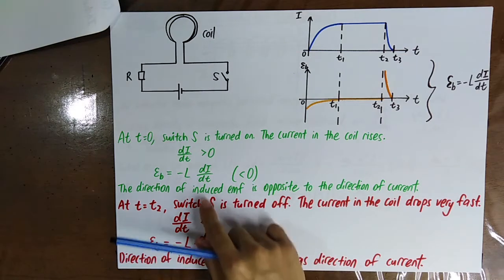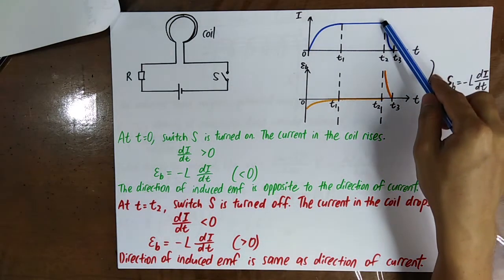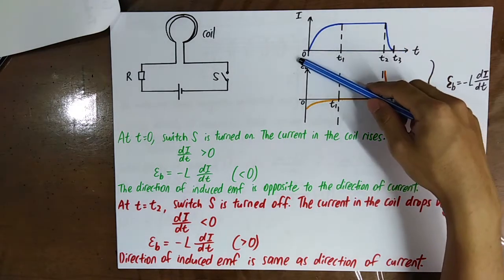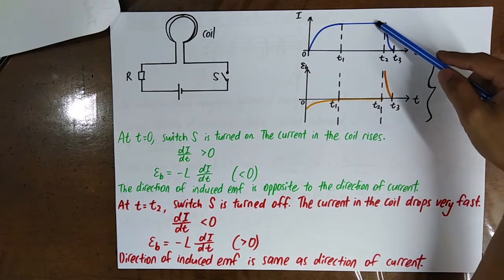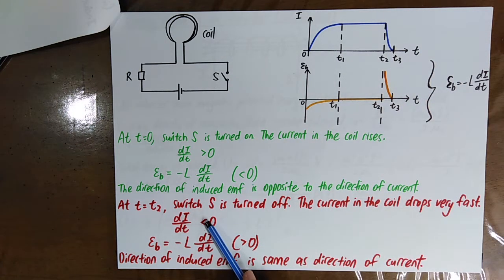At time t2, switch S is turned off. That means you open the switch S at t2. The current in the coil drops very fast. Just now the current rose slowly, now the current drops so fast. So di/dt is less than 0 because i is decreasing. A negative sign times a negative value is a positive value. So the back EMF is a positive value. Therefore, the direction of the induced EMF is the same as the direction of the current.